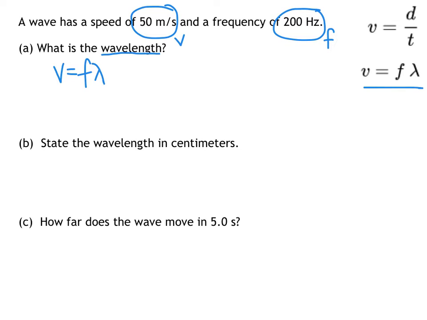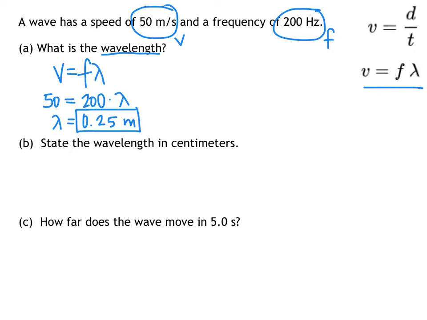So v is 50, and f is 200, and the thing I don't know is lambda. That's our symbol for wavelength. And then I would go ahead and solve the equation, dividing both sides by 200, and I get 0.25 for lambda. That is measured in meters. Meters is our standard unit, and everything else was given in standard units.